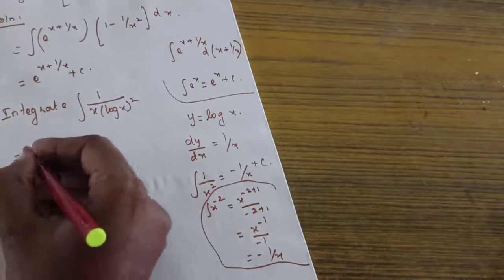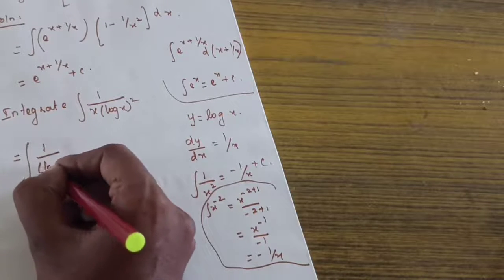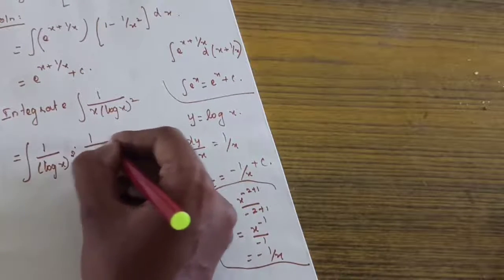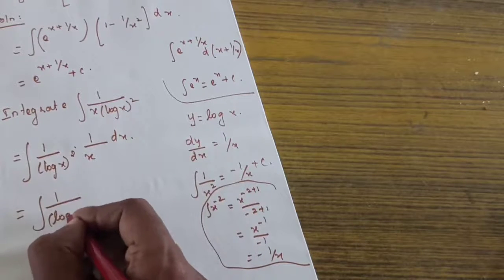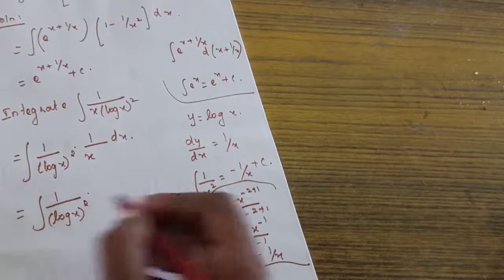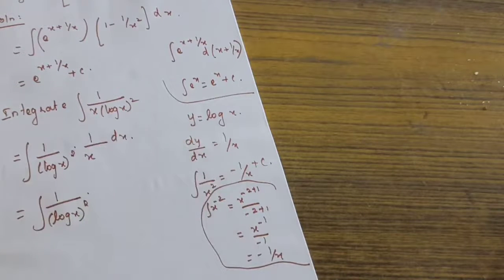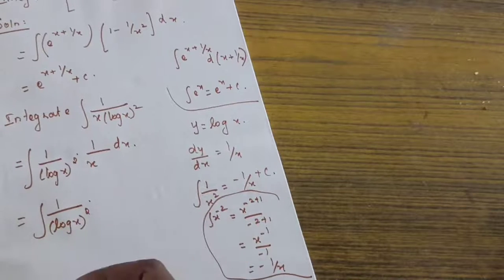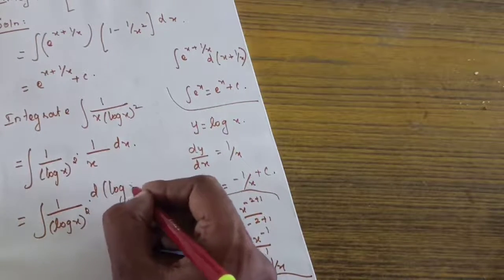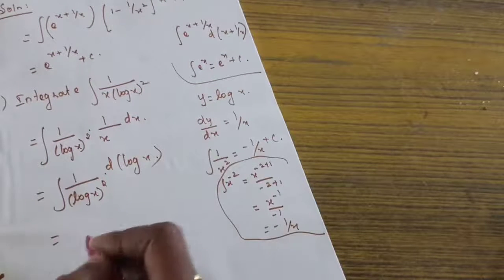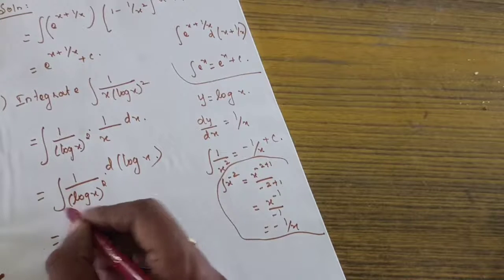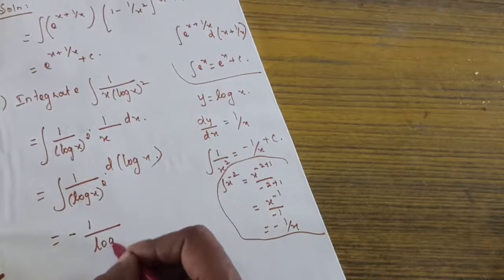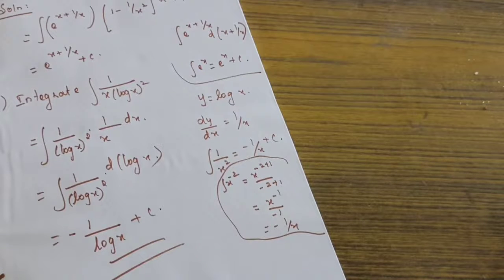Okay. So first we are going to rearrange this as 1 by log x the whole square into 1 by x. I split it. Okay. That's equal to integration of 1 by log x the whole square into, this is a differentiation of log x. Am I right or wrong? What's the differentiation of log x? That is 1 by x. So we can write this as d of log x. That's a differentiation of log x. So from that, what will you write? That is minus 1 by, in the place of x, what's there here? Log x. So what will you write? Minus 1 by log x plus c. That's the answer. Understand?